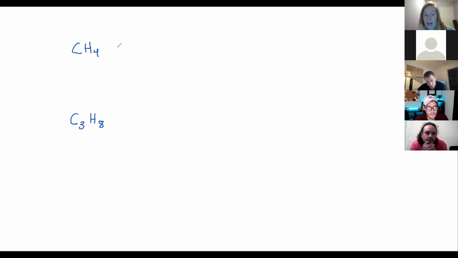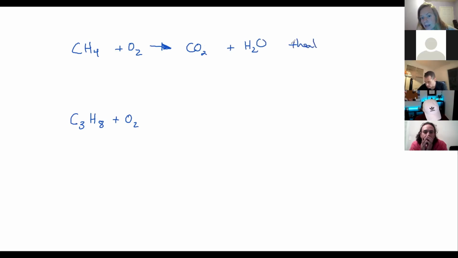This is what you're going to do. You're going to add oxygen, O2. That stays the same. My two products are always going to be CO2 and H2O, plus heat. That's why we're combusting it. But that doesn't really play into balancing it. Same thing with this one, CO2 and H2O. It doesn't matter what the hydrocarbon is. You take your hydrocarbon, you add it to oxygen, you get CO2 and H2O. Then you have to balance it.